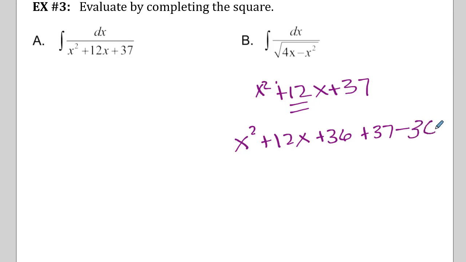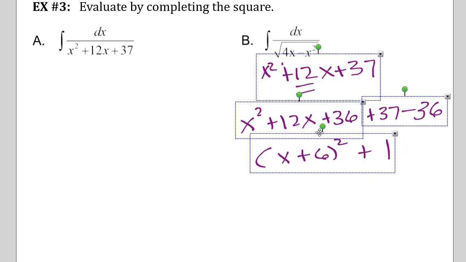minus 36, because we can't just throw a 36 in there. We've got to compensate for it. So we added it, we subtracted it. There's no net change. So I can go ahead and factor this now. I forced it to be a perfect square. This factors as x plus 6 squared plus 1. If you recall, this looks like our formula for tangent inverse. It was the sum of squares. We still need to make sure we've got the right u substitution and all of our parts and pieces in place.